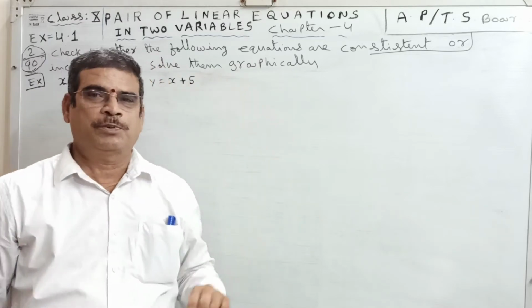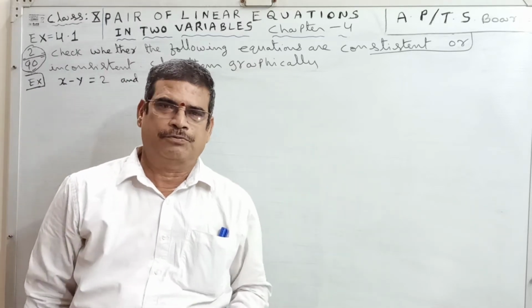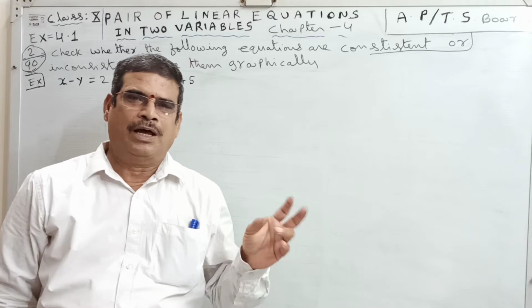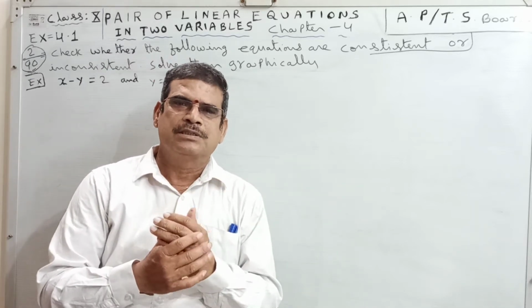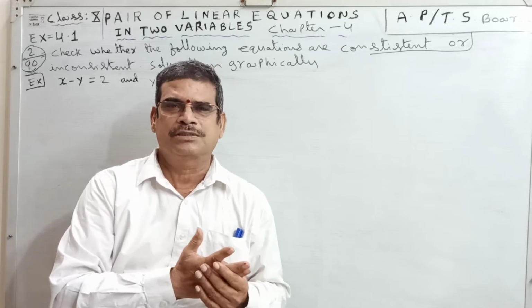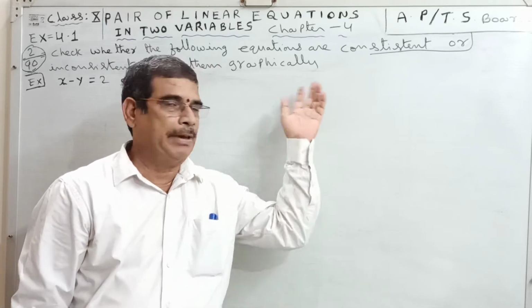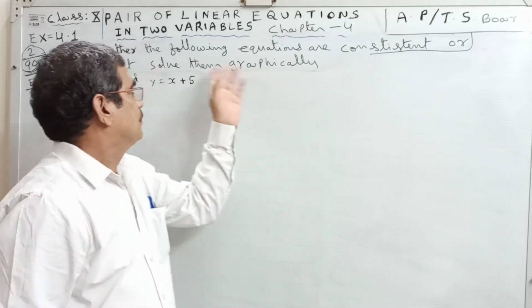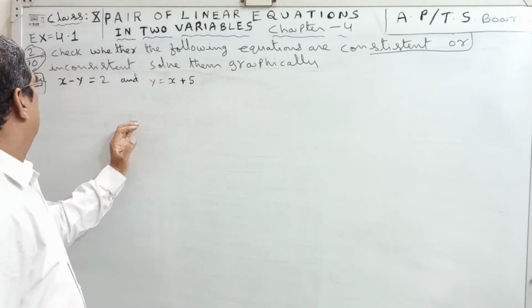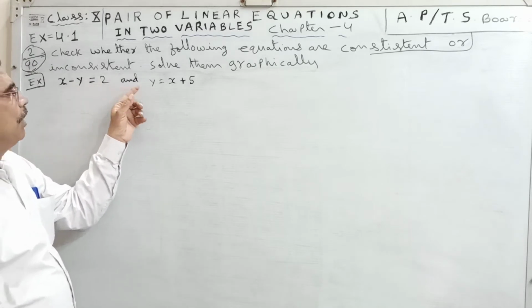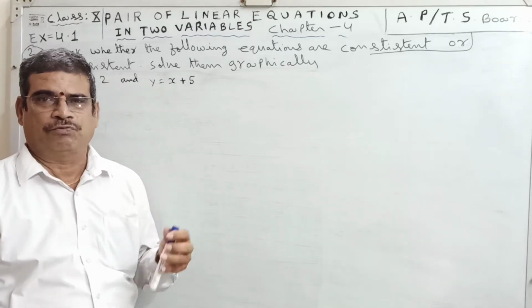Now I am going to explain the third model graph. What is the third model? Already two graphs are explained. One graph is intersecting lines, the second graph is coincident lines. This is the third graph, parallel lines. Okay, this is an example question. This question is not in the textbook. So x minus y is equal to 2 and y is equal to x plus 5.